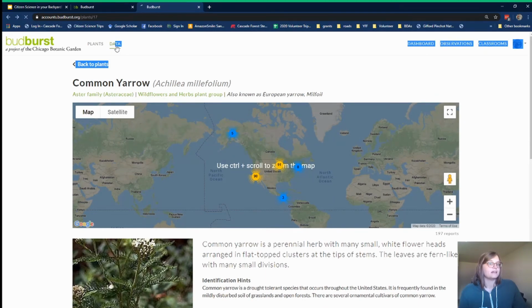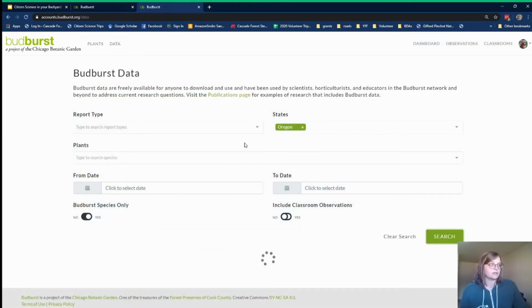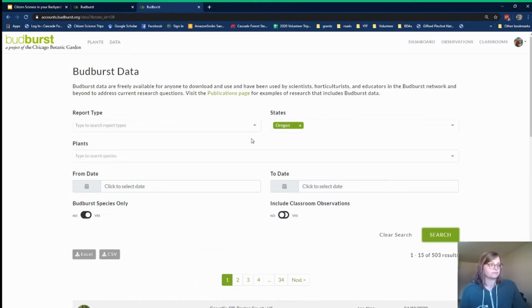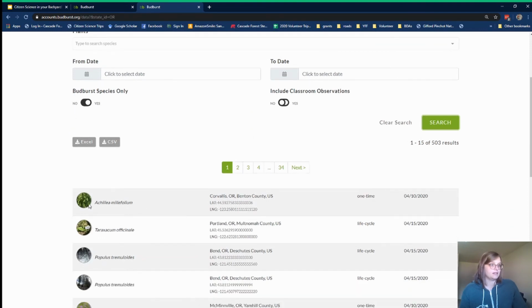You can go up to data, search, and I can see the most recent one is a one-time observation last week on April 10th for the common yarrow.